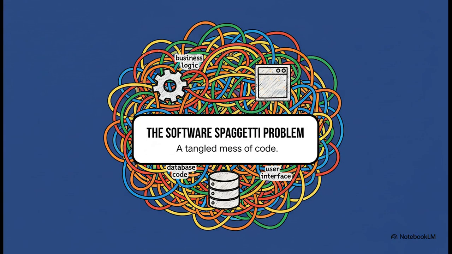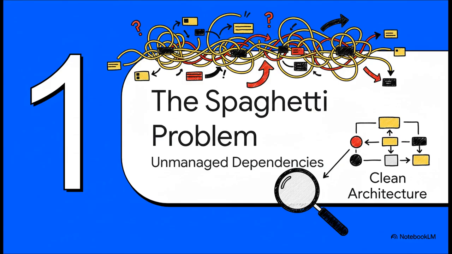Well, this tangled up mess has a name, and it's pretty fitting. The software spaghetti problem. It's what happens when every part of your application is just hopelessly intertwined with every other part. Your core business logic gets mixed in with your database code, which gets tangled up with your user interface. It's a mess.